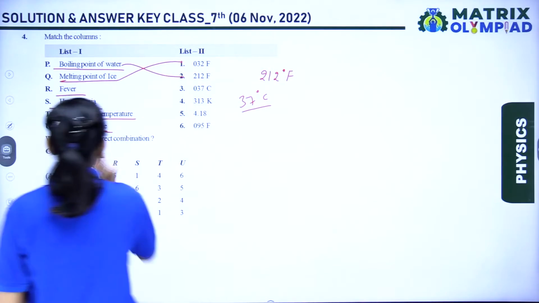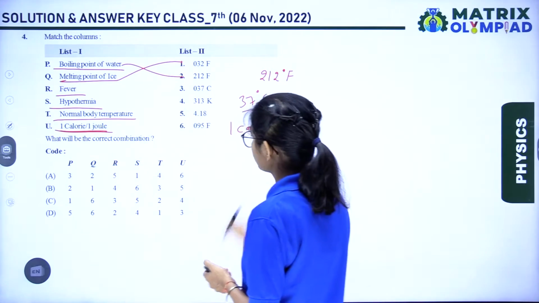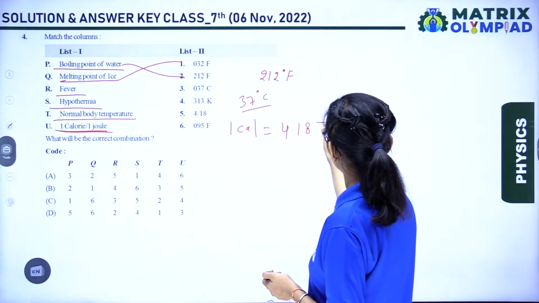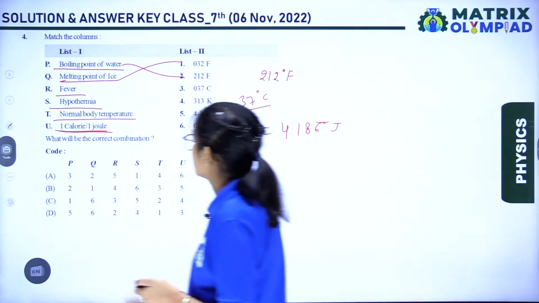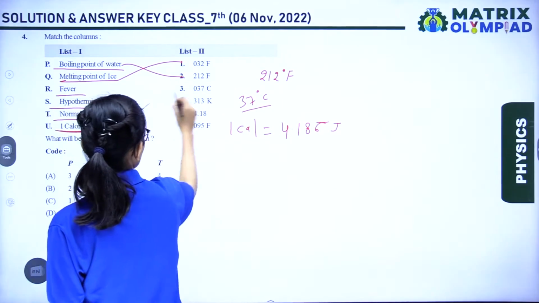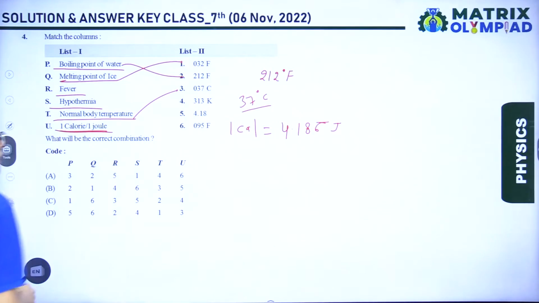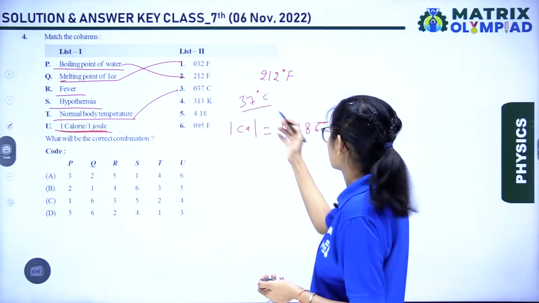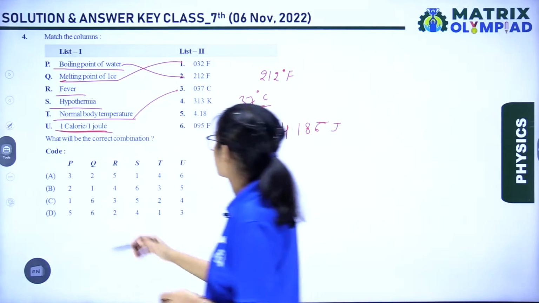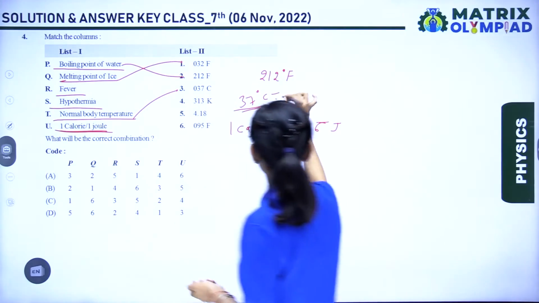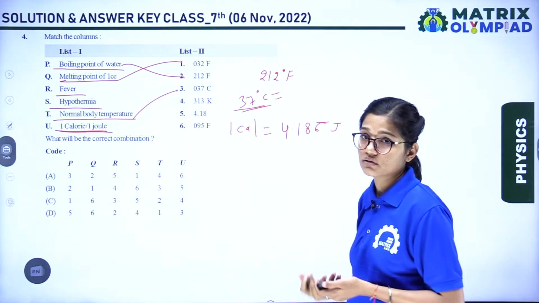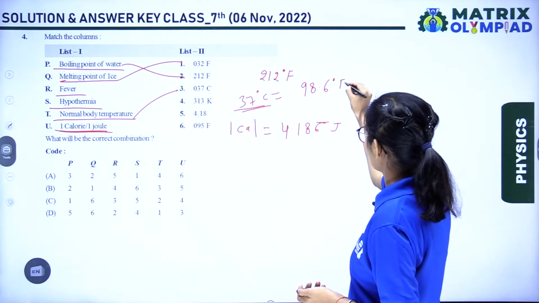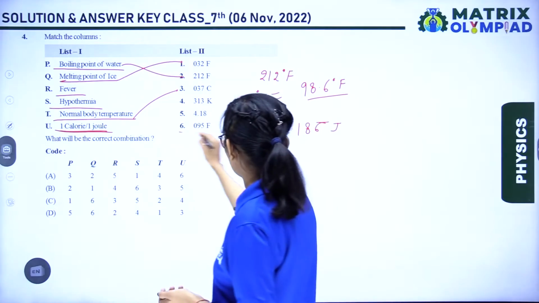And if I am talking about the 1 calorie and 1 joule, so in 1 calorie, how many joules are there? There are 4.186 joule. Got it? And if I am talking about the normal body temperature, that is 37 degree Celsius. Okay, and in fever, a temperature will be more than 37 degree Celsius. Got it? So I can see that normal body temperature on Celsius scale, that is 37, on Fahrenheit scale, that is 98.6 degree Fahrenheit. Okay, so that will be not for that.